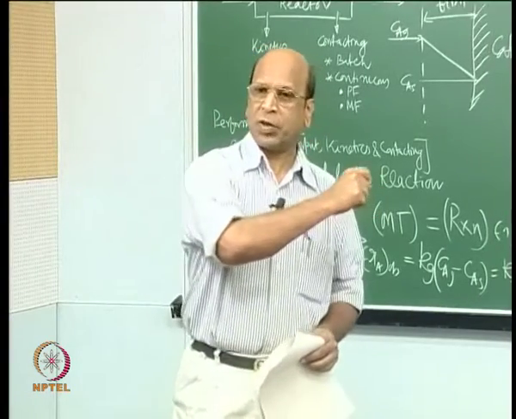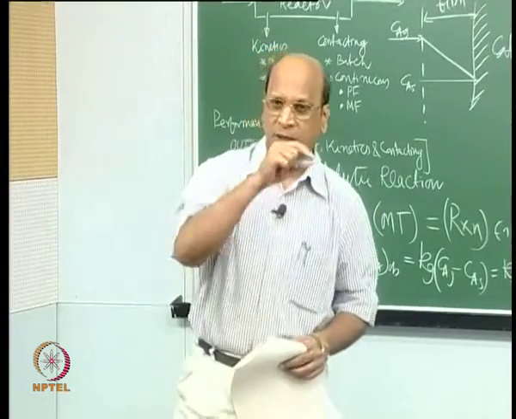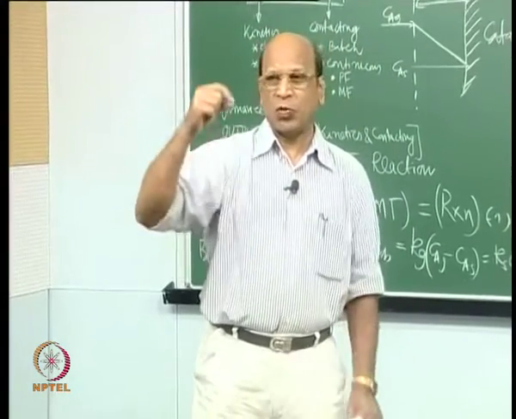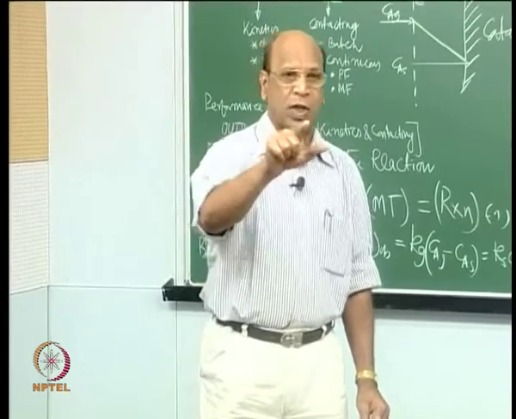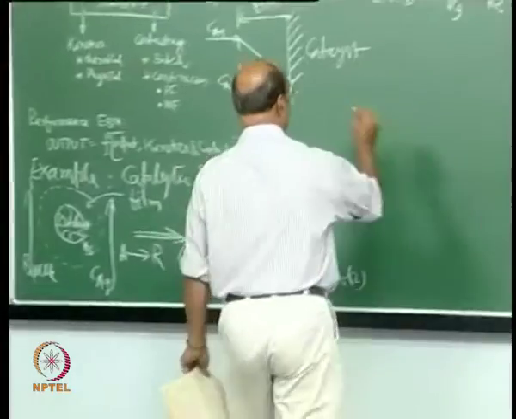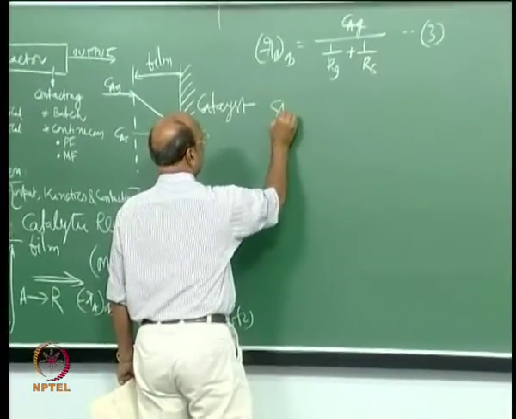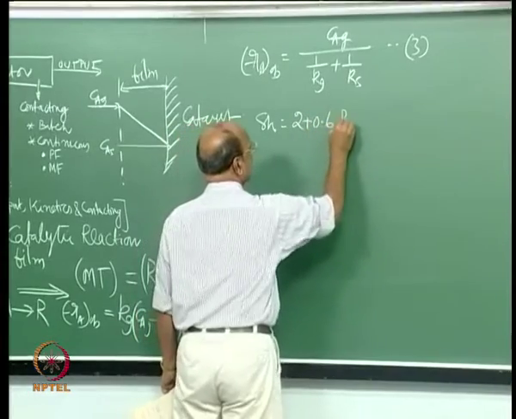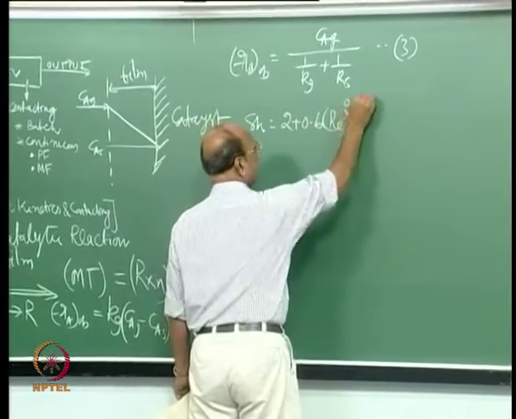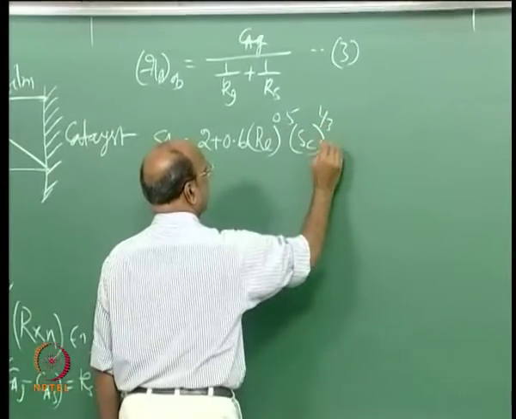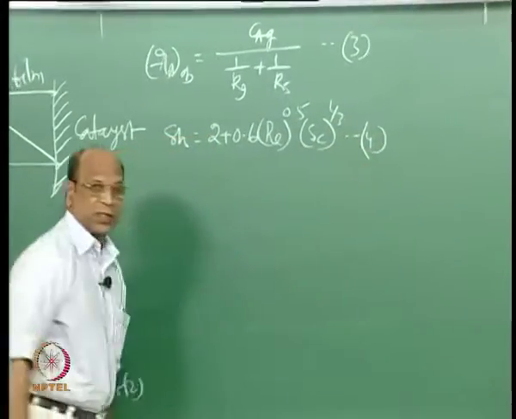From yesterday's equation, the Ranz-Marshall equation, Sherwood number equal to 2 plus something. There are two terms in yesterday's Ranz-Marshall correlation. Let me write that again. Sherwood number equal to 2 plus 0.6 Reynolds to the power of 0.5 and Schmidt to the power of 1 by 3. This is the equation we have.